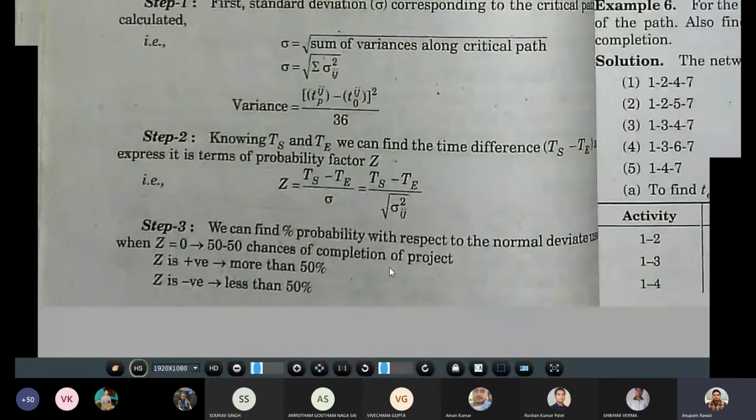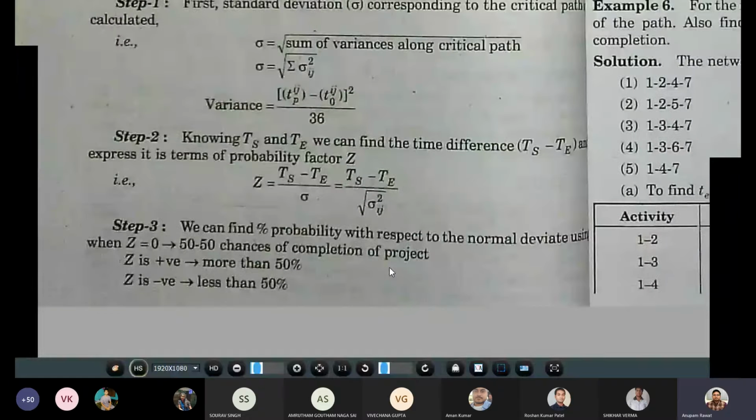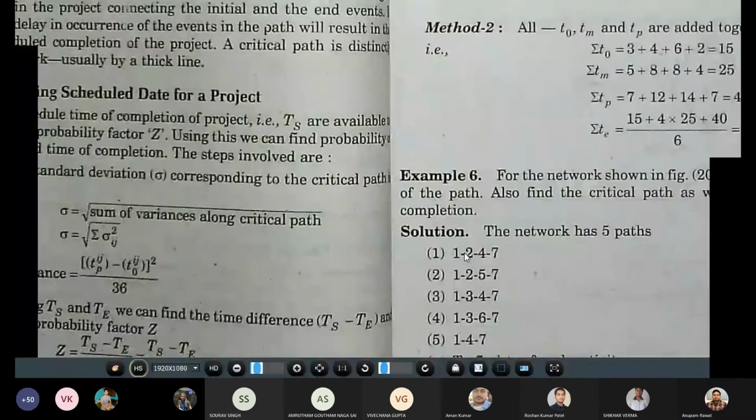There is also a method by which we can calculate the probability approximately, not in terms of 50-50. So that we will see in the future discussion. Now let us see the numerical problem or the examples related to this.